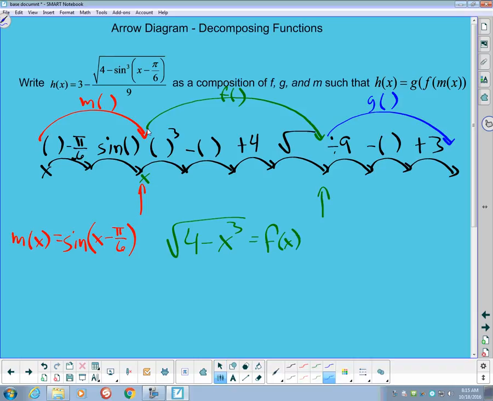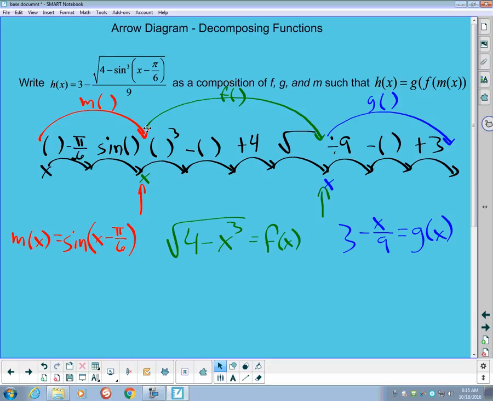And then finally at the end here, we fire a new x in there again, and I get an x over 9, change the sign, add 3. This is g of x. So there is one way to decompose this function into 3 different functions, such that h of x is equal to g of f of m of x. Okay. Now, that's not the only way we could do this.